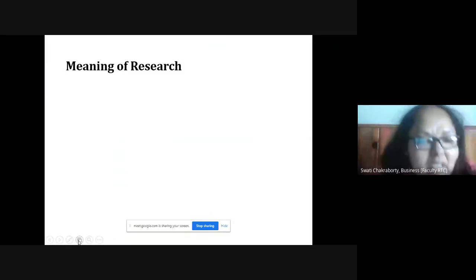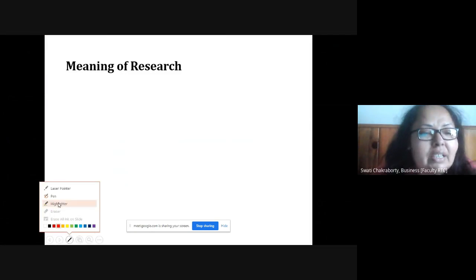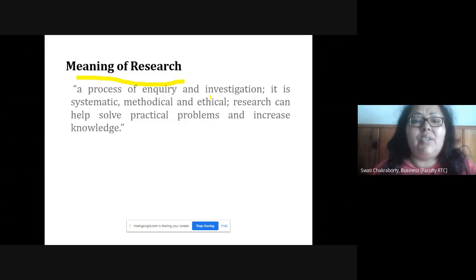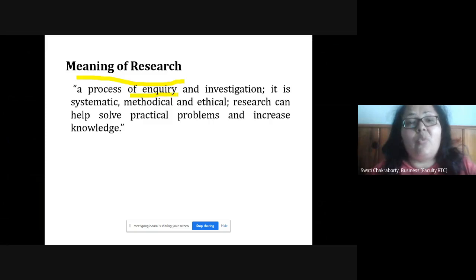Today's class is where we talk about research methods in business. To go about it, the first thing we need to know is what we mean by research. Research is a process of inquiry. You need to inquire about either a problem or an opportunity and investigate. It's done in a systematic way, it's methodical and ethical. Ethics plays a vital role. Why is it done? It helps in solving some practical problems and also increases knowledge.